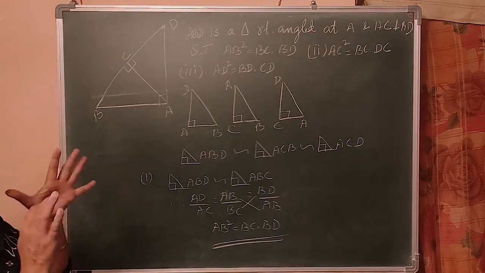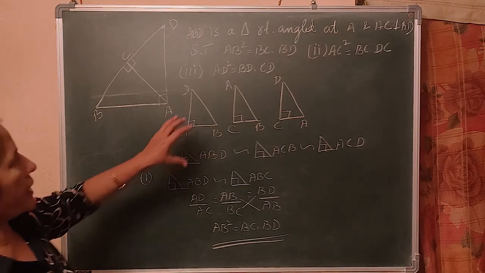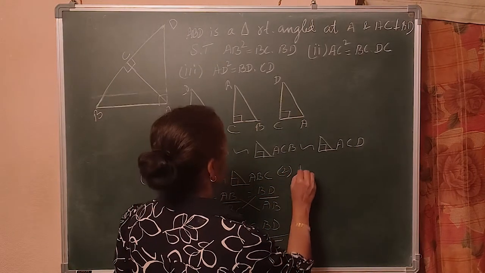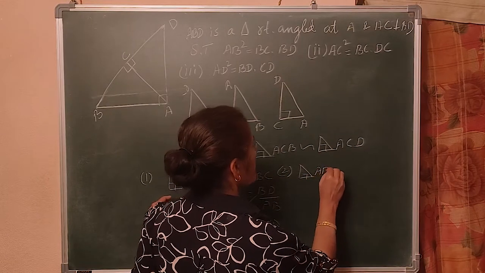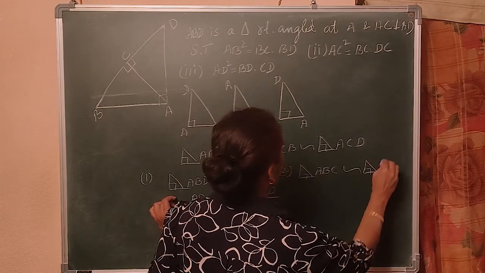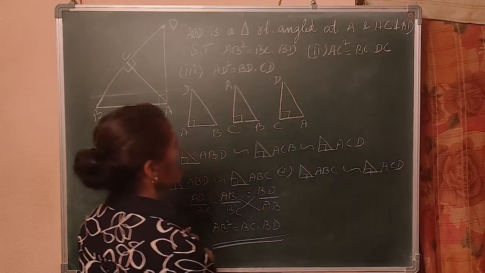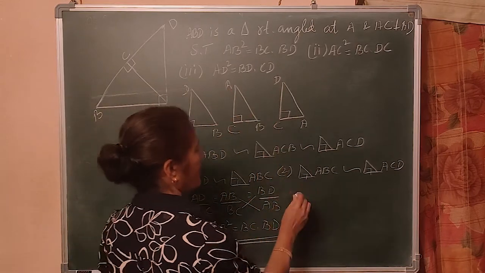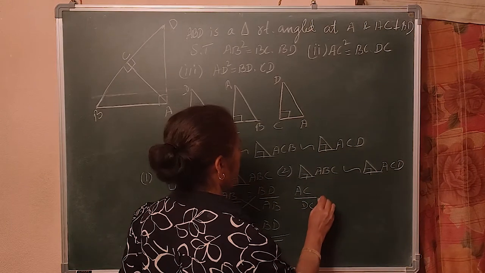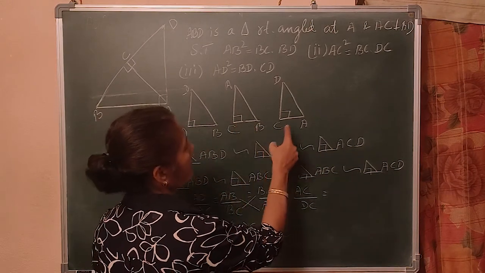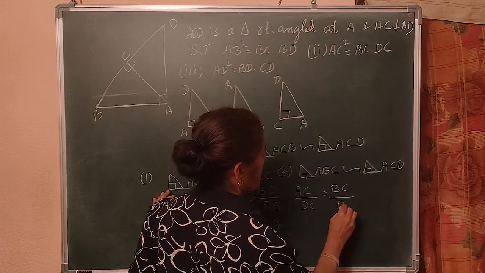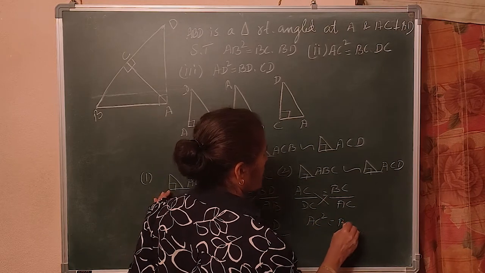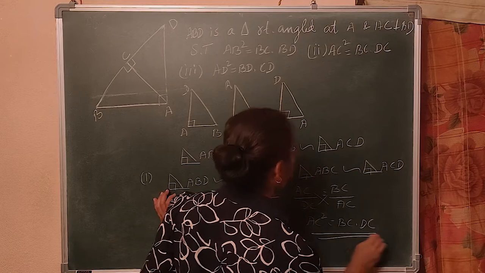Correct? Now I want AC square. Where AC comes? Here AC is not there. These two triangles. So, this is the first one. Second one I do. Right angle triangle ABC is similar to right angle triangle ACD. So, now I want AC square. Where is AC? Here. AC by DC is equal to BC by AC. Did I get AC square? Yes. Cross multiplication. AC square is equal to BC into DC. Finish.